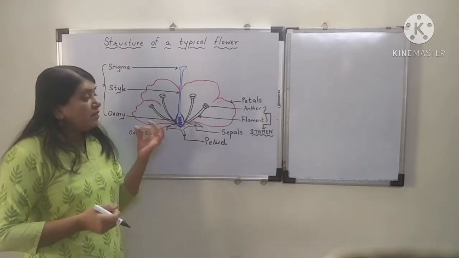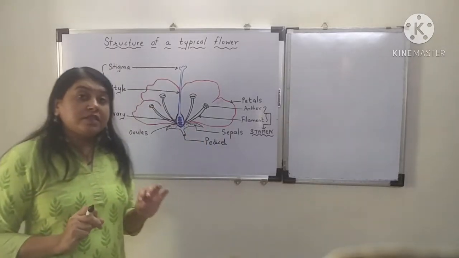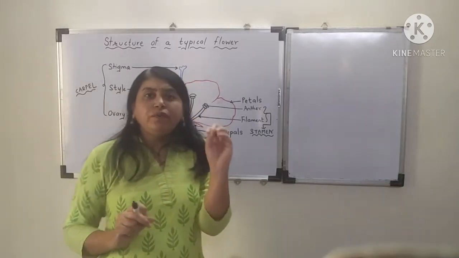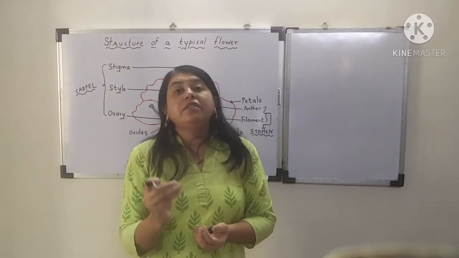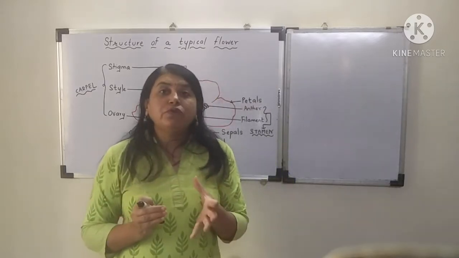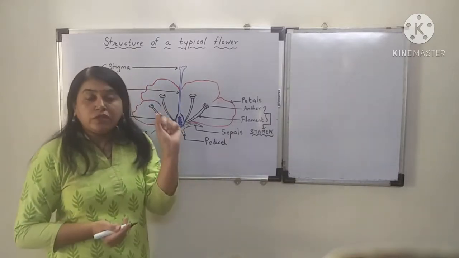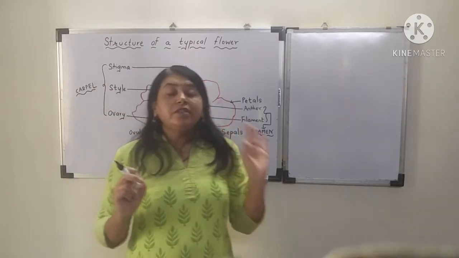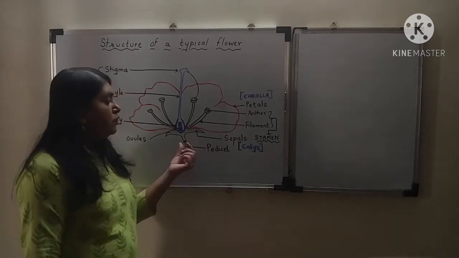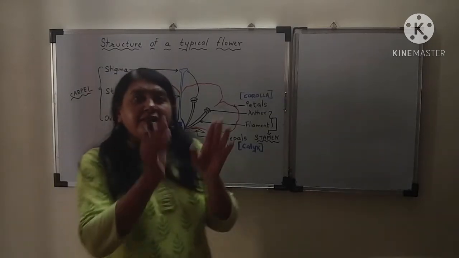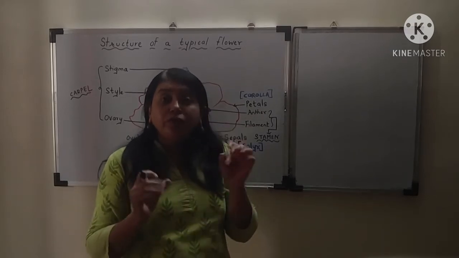Now, I have told you how you are going to draw the structure of the flower. Now we will see how you are going to explain the structure of a flower. If you have to write this answer in your exam, in your boards, how will you start the answer? What is the question? Describe the structure of a typical flower. If the flower has a pedicel, the stalk of the flower, then the flower is called pedicellate. So what will be your first point?